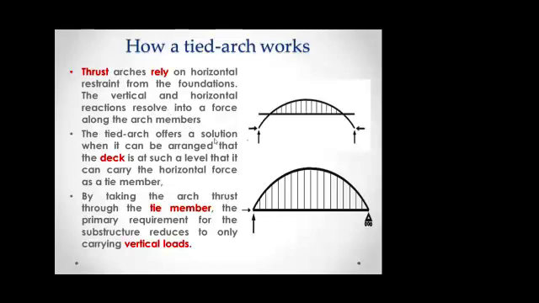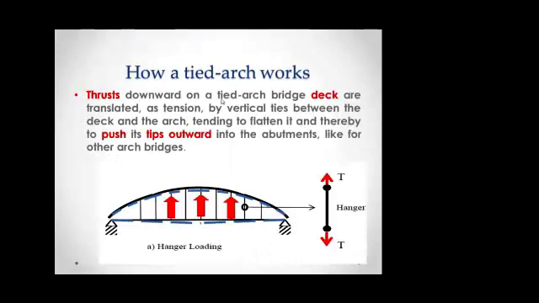The tied arch offers a solution. It can be arranged in such a way that the deck is at such a level that it carries the horizontal force as a tie member. By taking the arch thrust through the tie member, the primary requirement of the substructure is reduced to carrying only the vertical loads. So how does this tied arch bridge work?